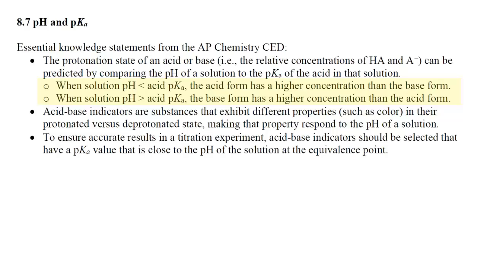that when the solution pH is less than the pKa of a weak acid, then the acid form would have a higher concentration. On the other hand, when the pH of the solution is greater than the pKa of the weak acid, then the base form has a higher concentration. So for benzoic acid, if pH is less than pKa, then benzoic acid would have a higher concentration. On the other hand, if pH is greater than pKa, then the benzoate ion would have a higher concentration.